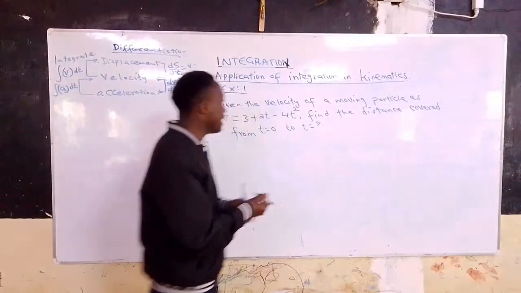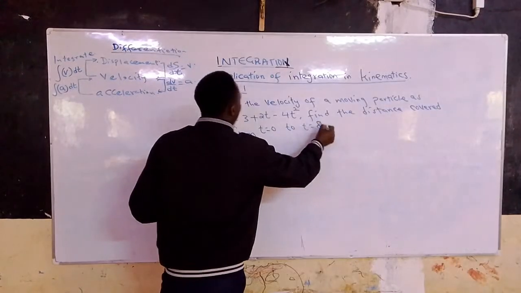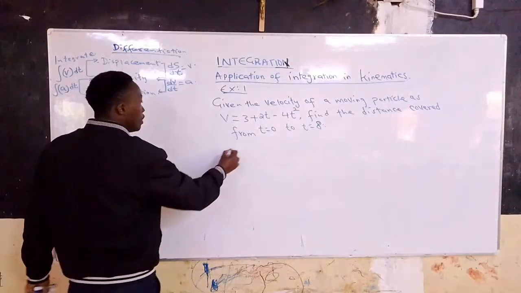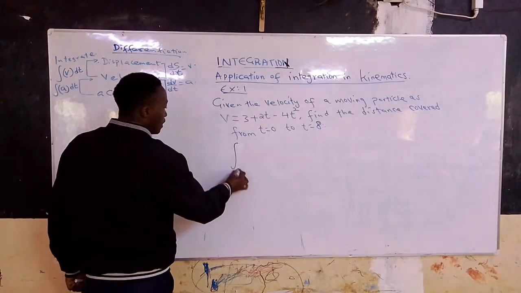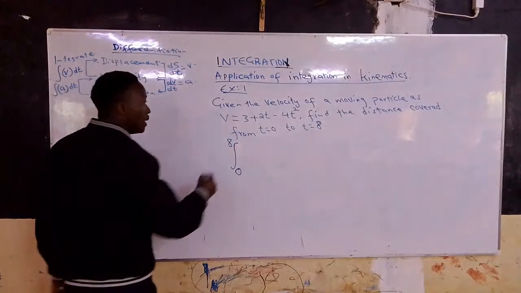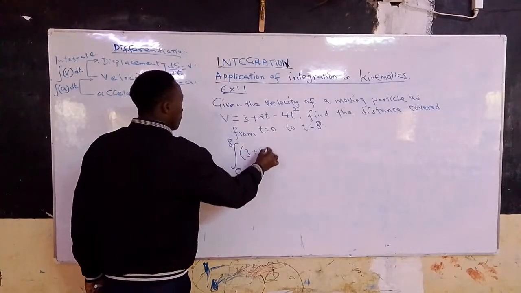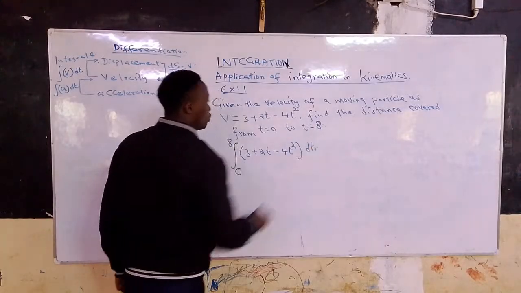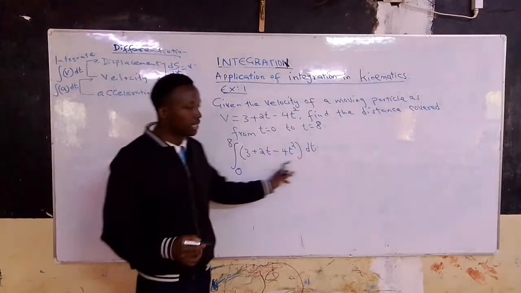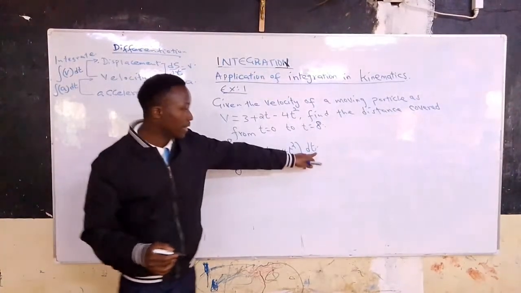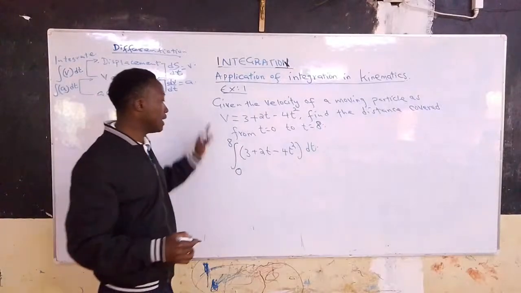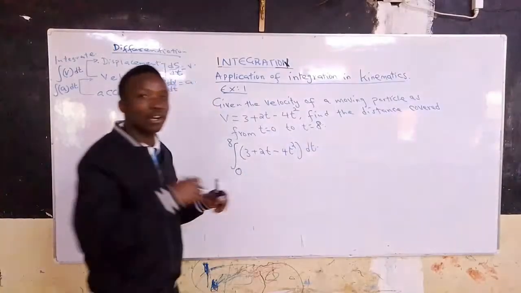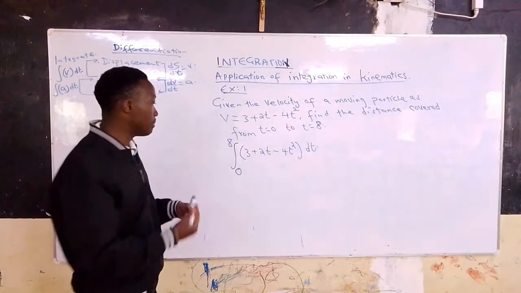So for us to determine the distance between 0 to 8, we are going to integrate from 0 to 8. We will integrate velocity with respect to time, that is t, and our integral boundaries are between t is 0 and t is 8. And once we determine this, we will have already determined the displacement or the distance.